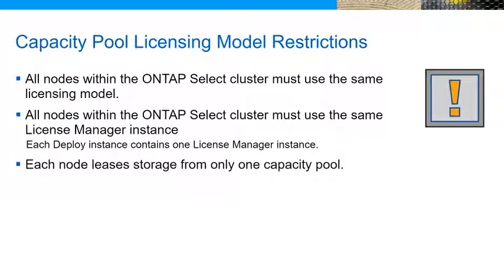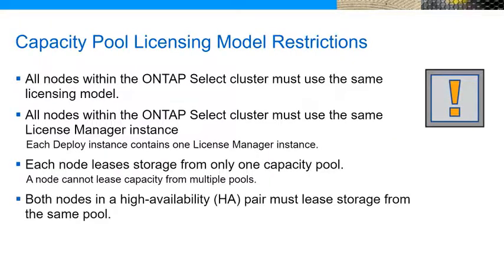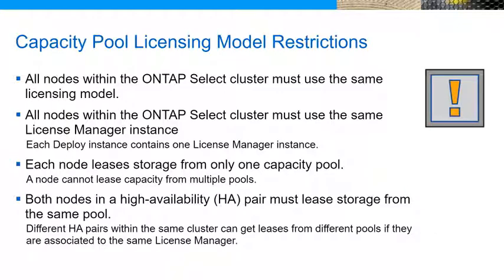Each node can lease storage from one capacity pool. A node cannot use two or more pools. Both nodes in a single high availability, or HA, pair must lease storage from the same capacity pool. However, different HA pairs within the same cluster can lease storage from different pools that are managed by the same License Manager instance.